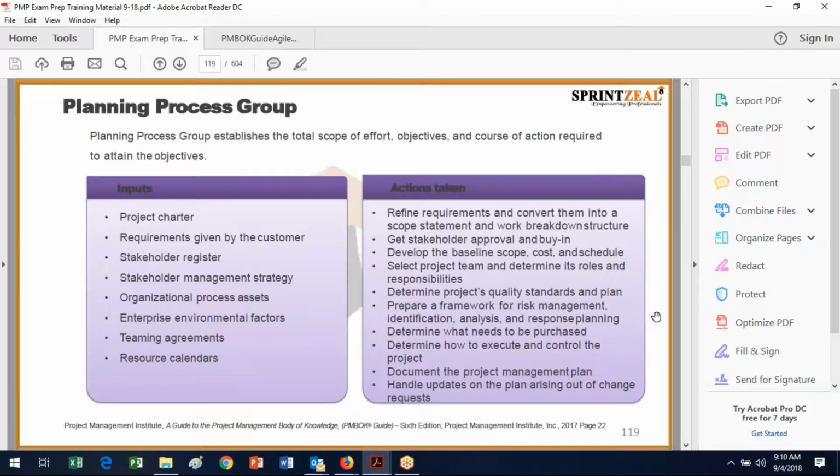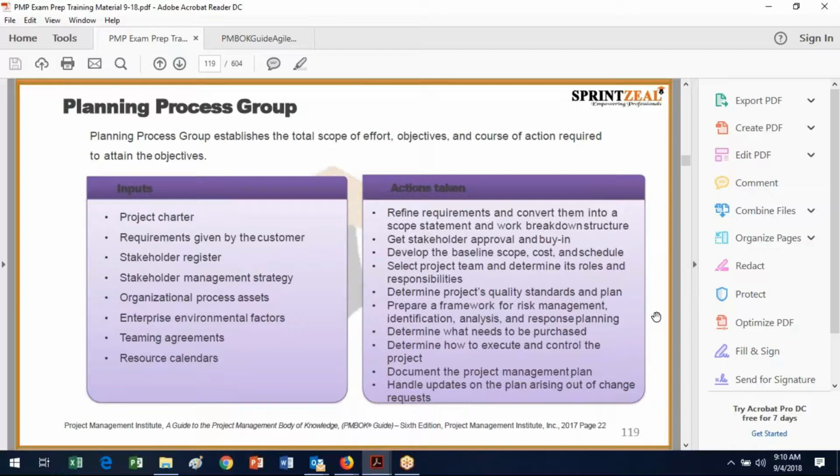Okay, so next we're going to talk about planning. The planning process group establishes the total scope of the effort, the objectives, and the course of action required to attain objectives. So the inputs to planning are the project charter. Remember, we talked about that as being fairly high level. These are requirements given by the customer, so we want to make sure that we obtain all of the customer requirements, or to the extent that we can obtain all of the requirements. The stakeholder register, which we'll talk about much later in the course. The stakeholder management strategy, again, it's very important and obviously a very upfront thing to do, but stakeholders didn't take on their own knowledge area till about PMBOK 4.